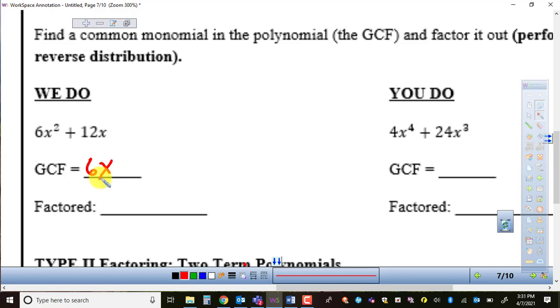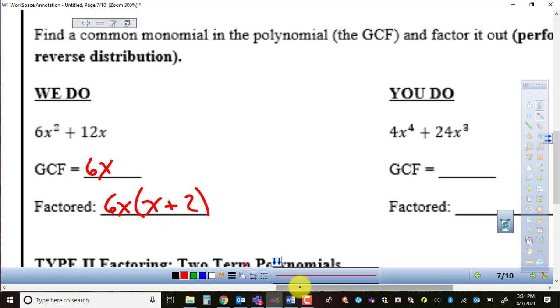I'm going to take a 6x out of both of those terms. And whatever's left over would be inside parentheses. So what did I multiply 6x by to get 6x to the second? Well, the only thing left would be a factor of x. 6x times x would give me 6x to the second. Now what did I multiply 6x by to get 12x? Well, 6x times 2 would give me 12x, so that's the other part of my second factor. I've just factored the expression 6x to the second plus 12x into 6x times the quantity x plus 2.